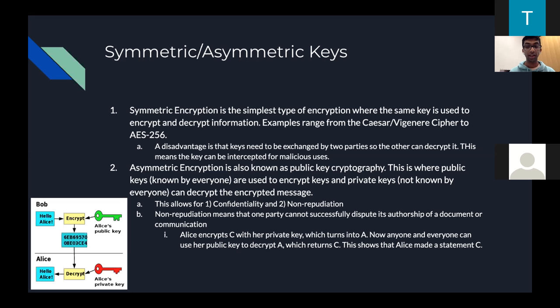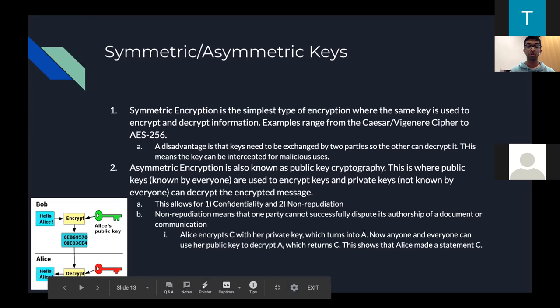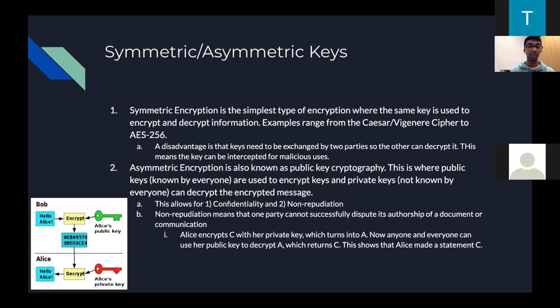Now, anyone and everyone can use her public key to decrypt that message A that she created, which returns C. So the point of non-repudiation is not about confidentiality. This is actually Alice wanting to say to everybody in the world that she actually made this message. She wants to prove that this is actually her.